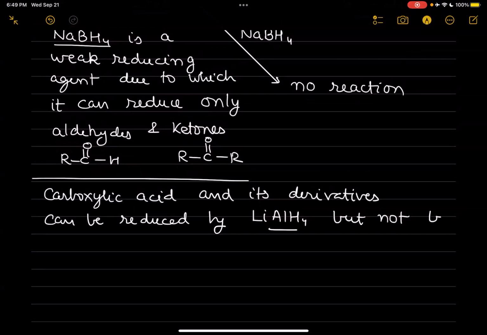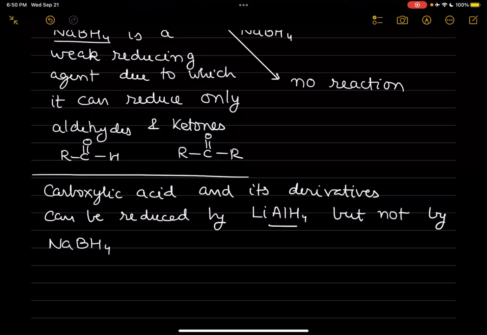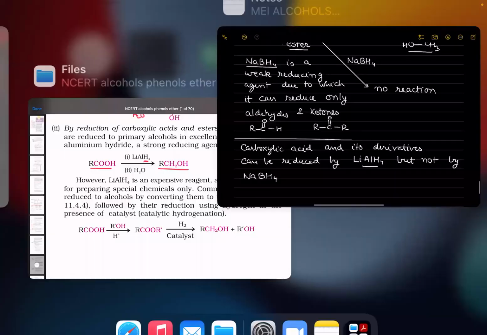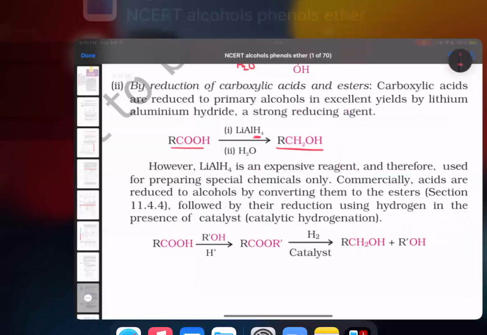Anushka, is it clear? Yes, sir, clear. So NaBH4 will not reduce esters. That thing you should keep in mind. Okay. So I hope it is clear to all of you. Yes, sir.